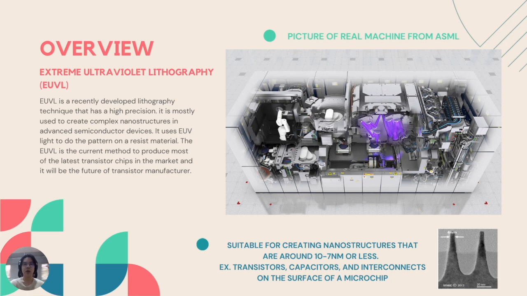So it is suitable for creating nanostructures that are around 10 to 7 nanometers or less, which is used to create advanced technology components such as transistors, capacitors, and interconnects on the surface of microchips. The EUVL is currently the method to produce most of the largest transistor chips in the market, and it will be the future of the transistor manufacturing field too.